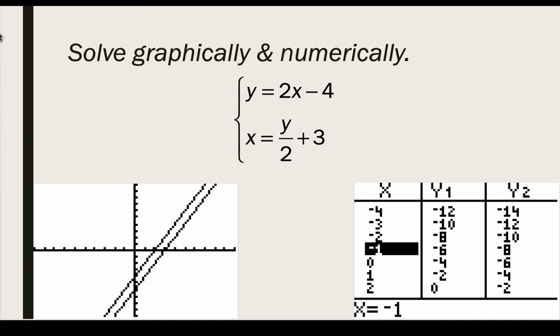If we look at our table, we notice how the y values have a difference of 2, just like the first equation has a negative 4 and the second equation has a negative 6. There's a difference of 2 there in the y-intercepts. So this system actually has no solution.